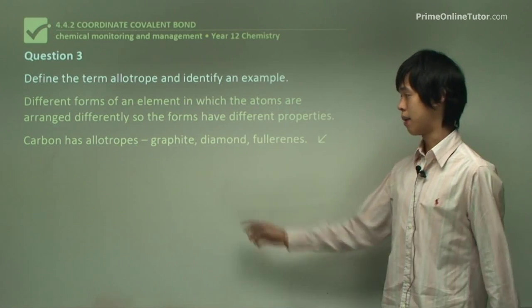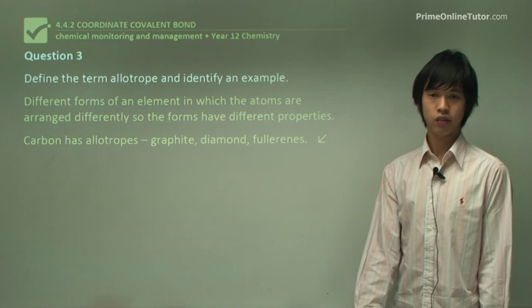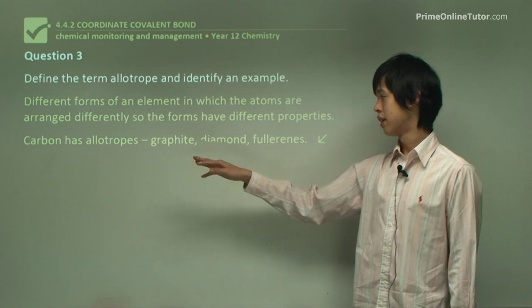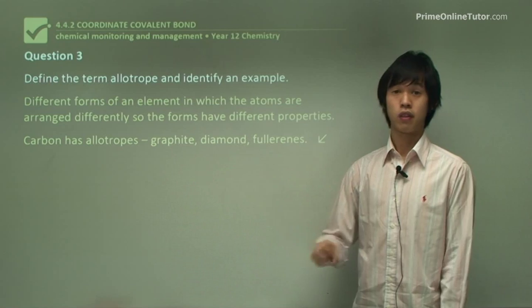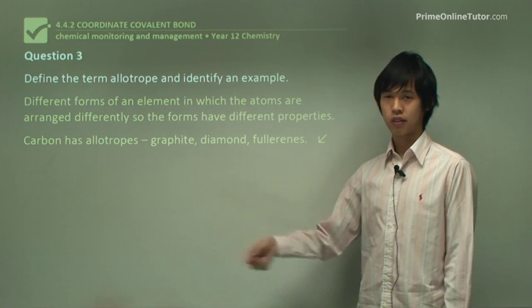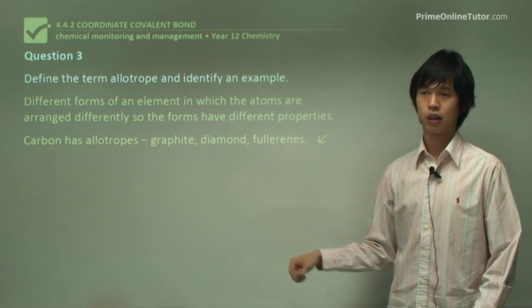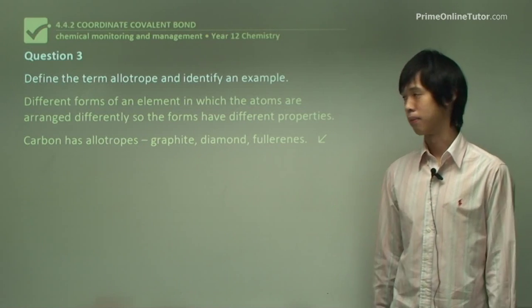So an example would be carbon, also oxygen you could have used from all the stuff that we've talked about. But in this case, carbon. So we have graphite, which is the stuff in your pencils, diamond, of course, which is in rings and various other jewelry, and fullerenes, which are almost soccer ball looking type molecules.